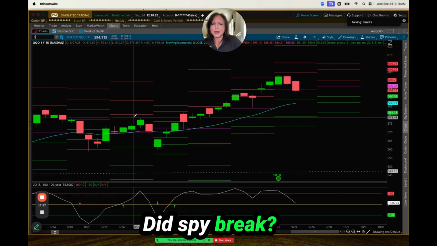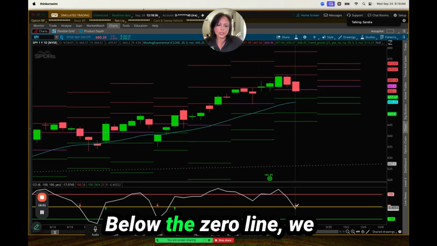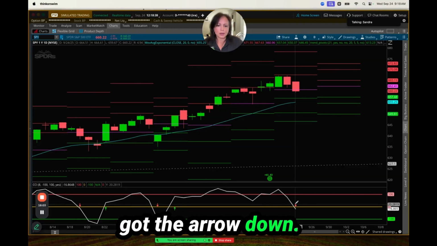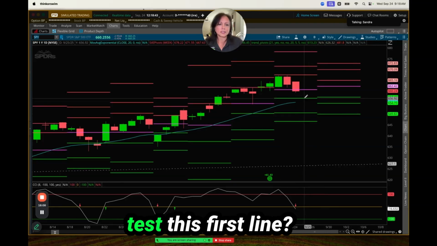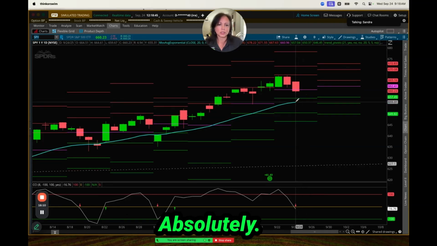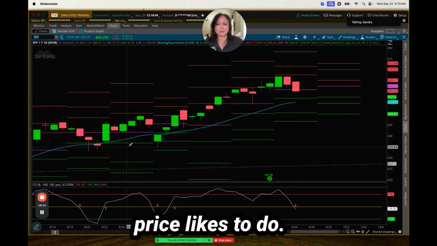Did SPY break? We're on a day chart. Ooh, look at SPY broke below the 0 line. We got the arrow down. Momentum's heading lower. Could we come and test this first line? Absolutely, as well as the 20. And why would we test that 20? Because that's what price likes to do.